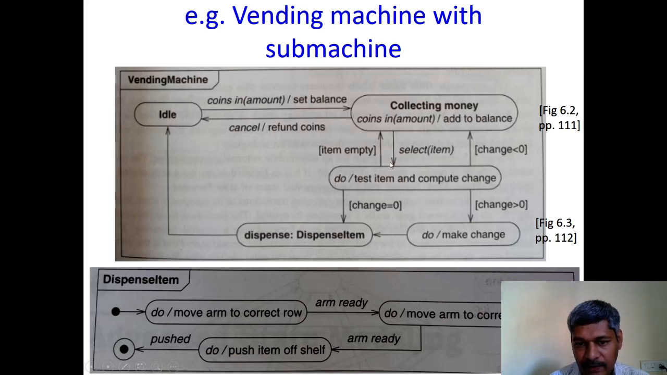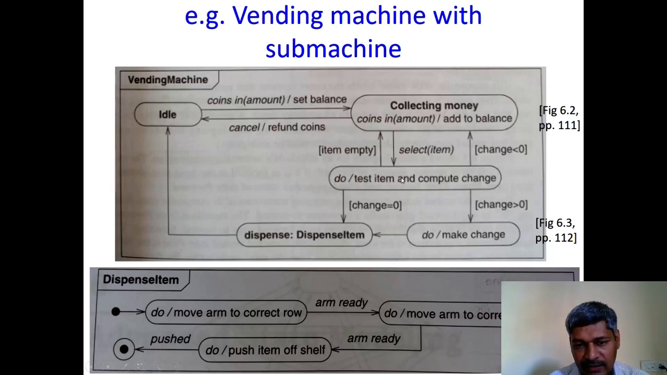Okay, test item and then compute change is the sort of activity that is happening in this particular state. This state doesn't even have a name. You cannot have names for all the states. Of course, it would be ideal to put names for each and every state, but it is not always practical. So in this case, it is an activity which has this sort of do activity. So do, and it is actually testing the item and completing the thing.